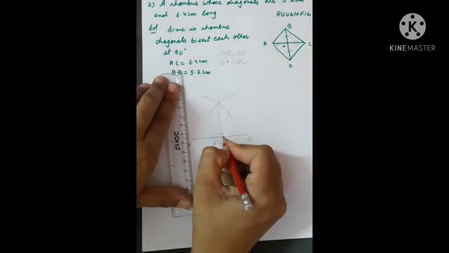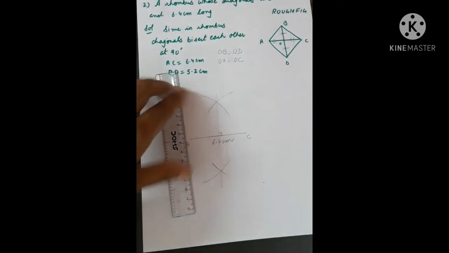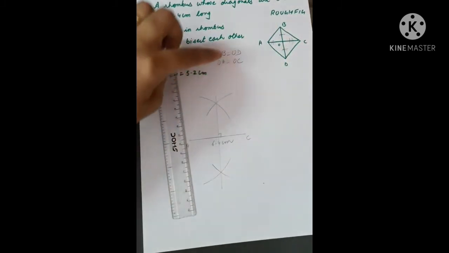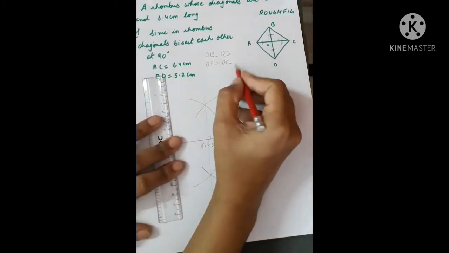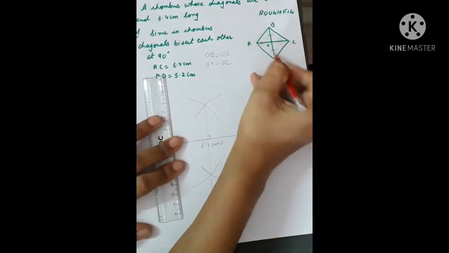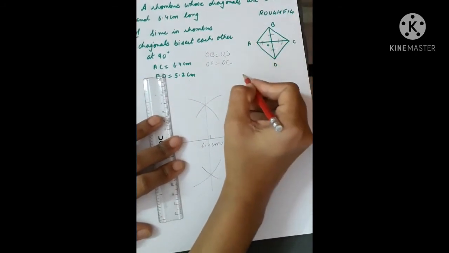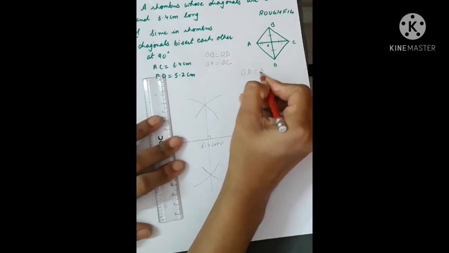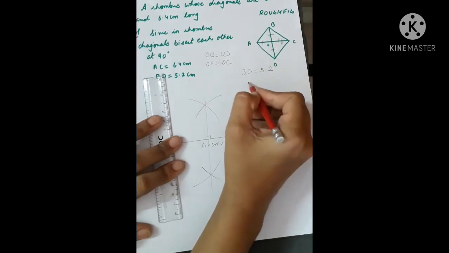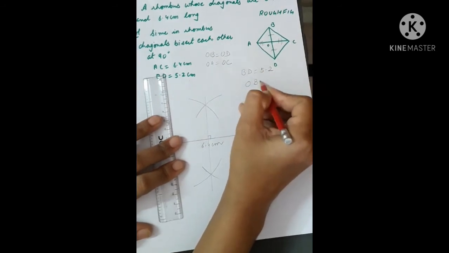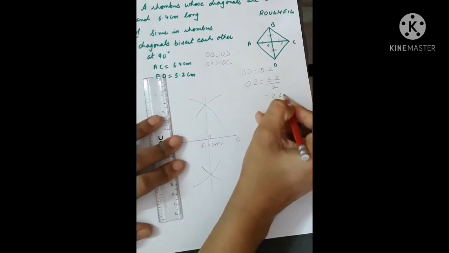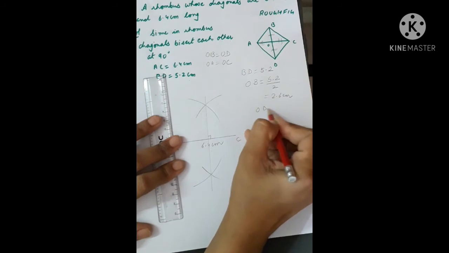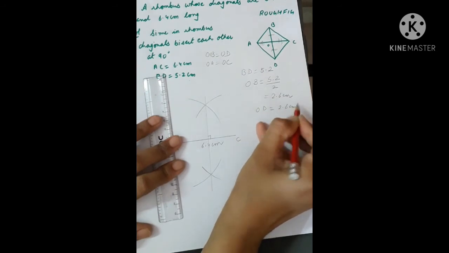And put here the symbol of perpendicular. Now the other diagonal BD is 5.2 centimeter and it is bisected also. That means OB is 2.6 and OD is 2.6. See, total BD is 5.2 centimeter. So this half of BD, that is OB, will be 5.2 divided by 2, that is 2.6 centimeter, and OD will also be 2.6 centimeter.